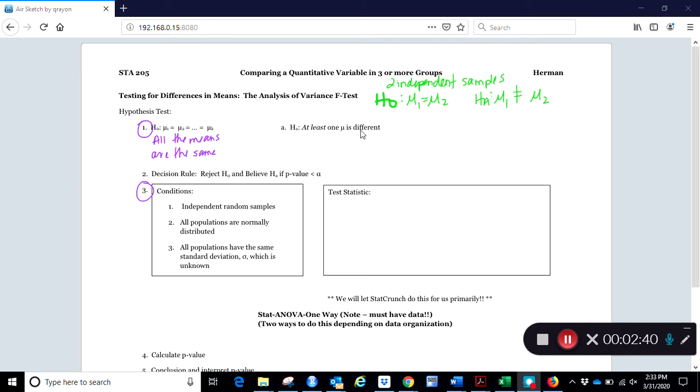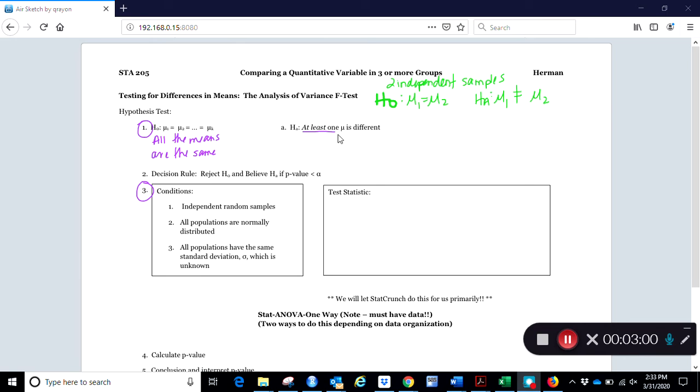Now the alternative hypothesis does look very different than what we've seen before. We're actually not going to have any symbol showing up, and the reason is because now that we have more than 2 things, it's really hard to put some symbols here. Our alternative is just going to be that at least one of the means is different from the others.